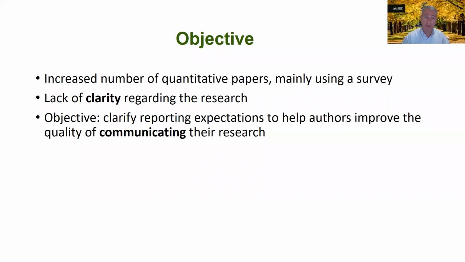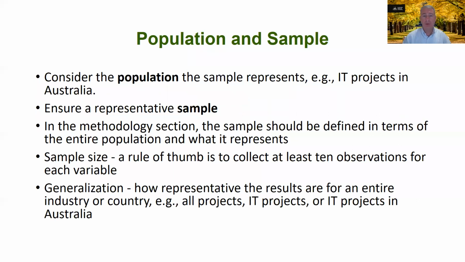and what the research has covered. The objective here is to clarify some reporting expectations, not about how you do the research, because we assume that you do good research, but how to present it better and communicate it better in your papers. I will go through a few areas of interest. The first one is the issue of population and sample.